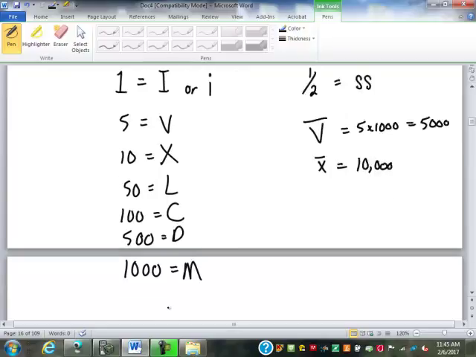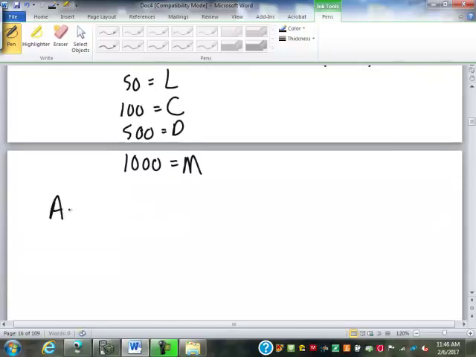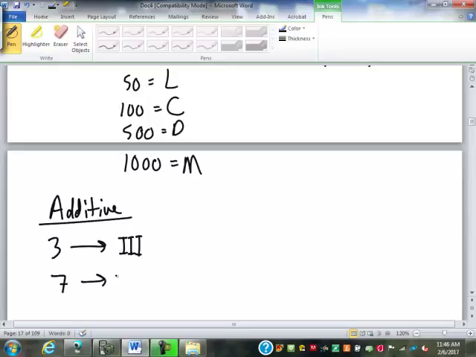So the way their number system works, like I said, was additive. Mostly. So if I want to create the number 3, that's just 1 plus 1 plus 1, III. If I want to create the number 7, 7 was 5 plus 1 plus 1. So VII. So that's the additive part. You take the value for each symbol and you add it together.